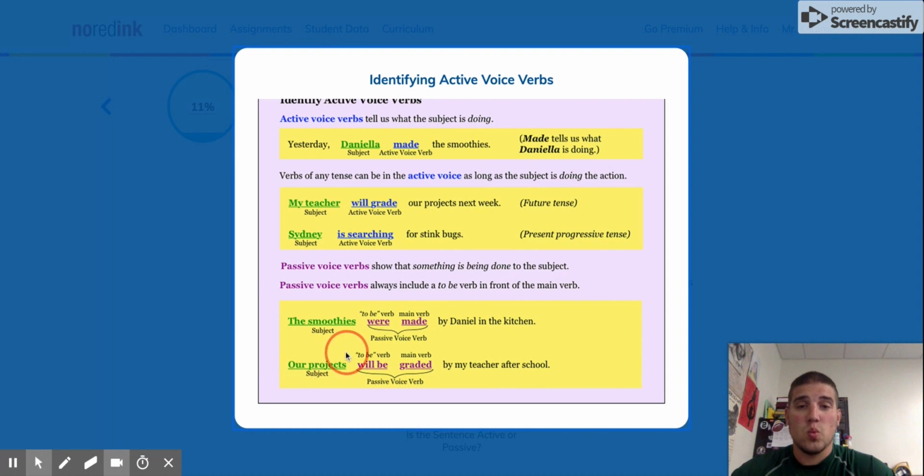Our projects will be graded by my teacher after school. Again, we have the word by there, so it's got to be passive. This is the biggest clue I can give you. Look for that word, by, B-Y. And if you see that, that means the verb form is probably in to be, and it's passive. Passive uses by, active shows action. That's the biggest tip I can give you.